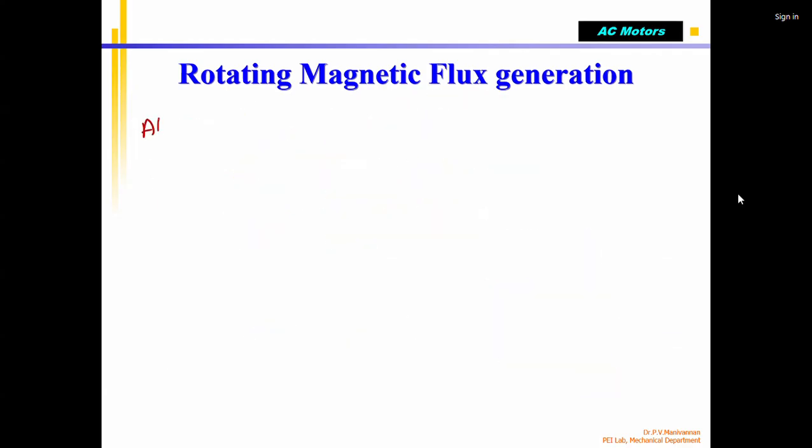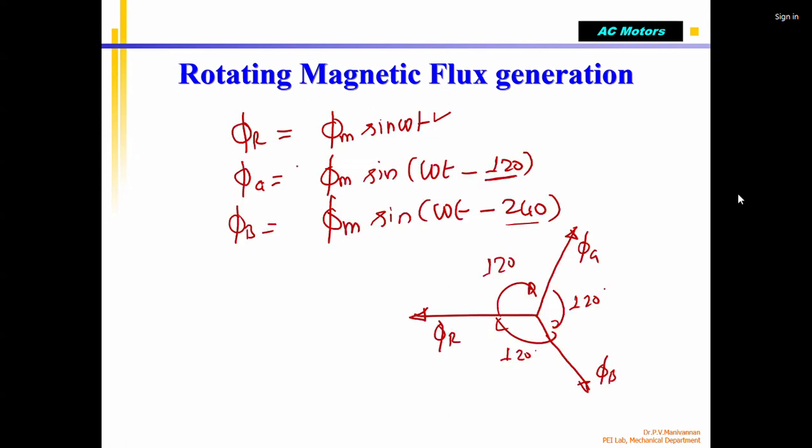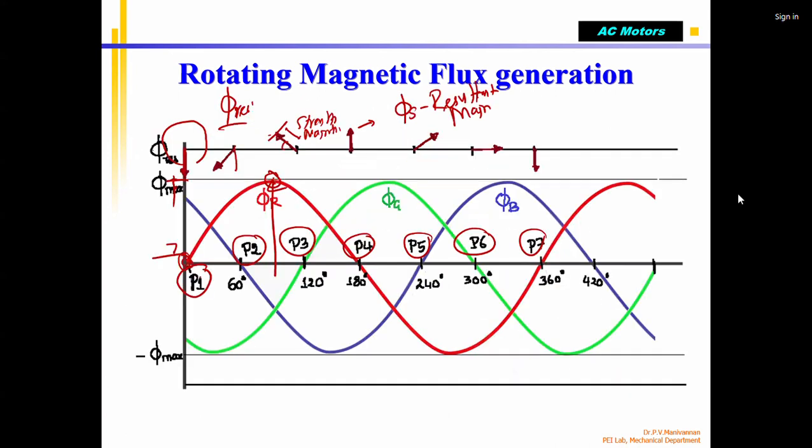At position P1, that is omega t equal to 0 degree, the starting location, we know that phi R equal to 0, its field strength is 0. Please note that here field strength is 0. At P1, red equal to 0. Okay. Blue equal to this much, that is plus root 3 by 2 into phi max. Green equal to minus root 3 by 2 into phi max.